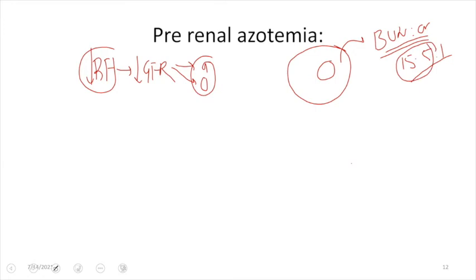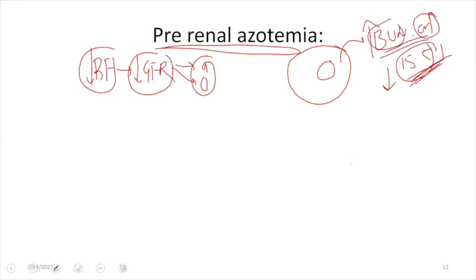But what happens in case of prerenal azotemia is that as the GFR is decreased, the blood urea nitrogen and creatinine will both increase. So one would expect that the ratio would remain 15:1. But that does not happen, because in case of prerenal azotemia, there will be an increase in blood urea nitrogen and an increase in the creatinine, but the ratio, however, doesn't remain the same, and the ratio will be more than 15:1.